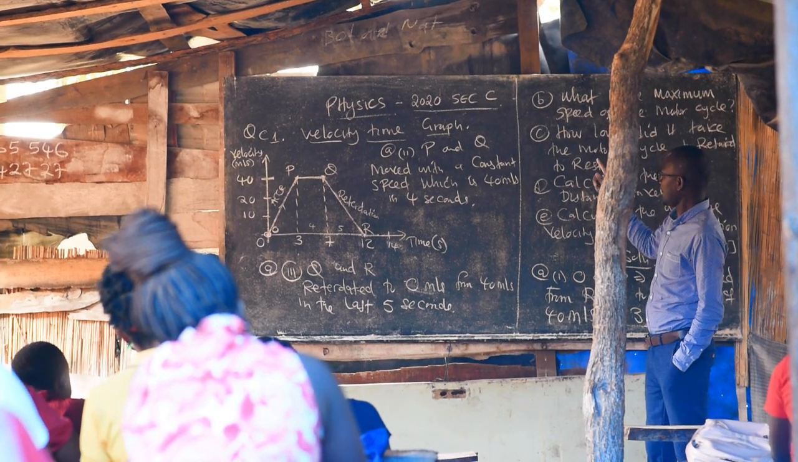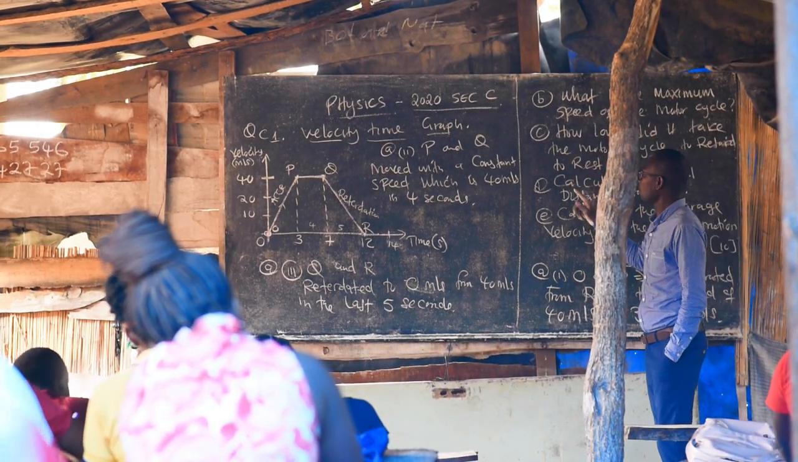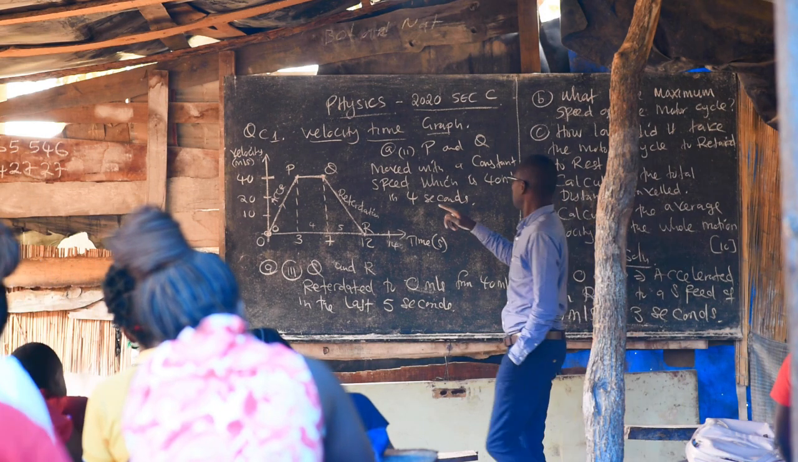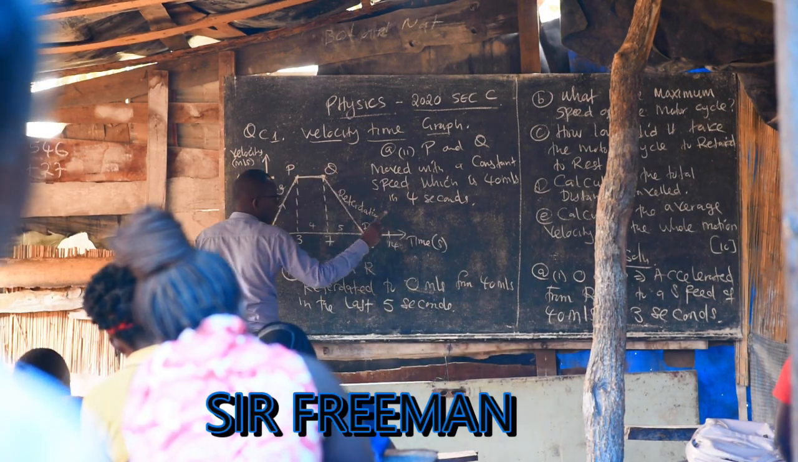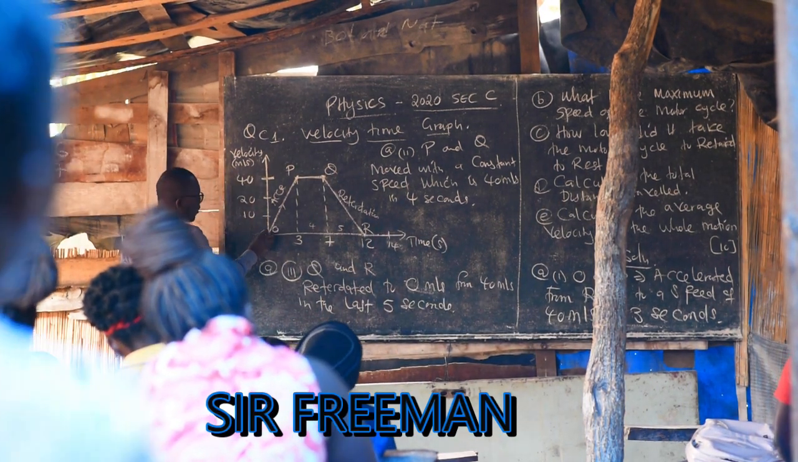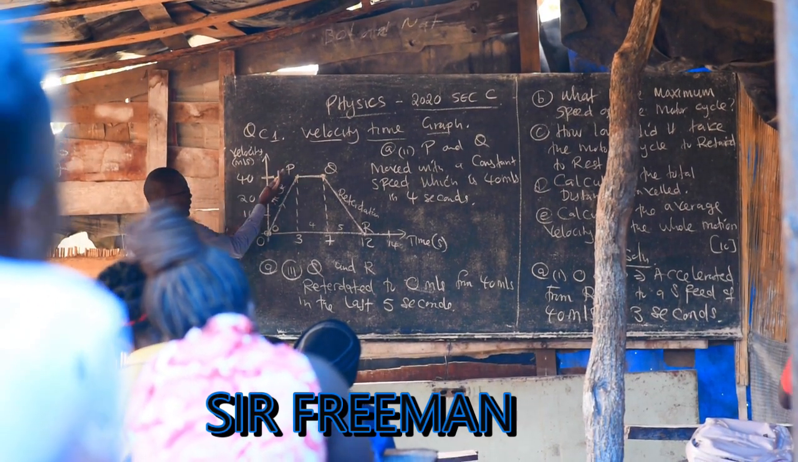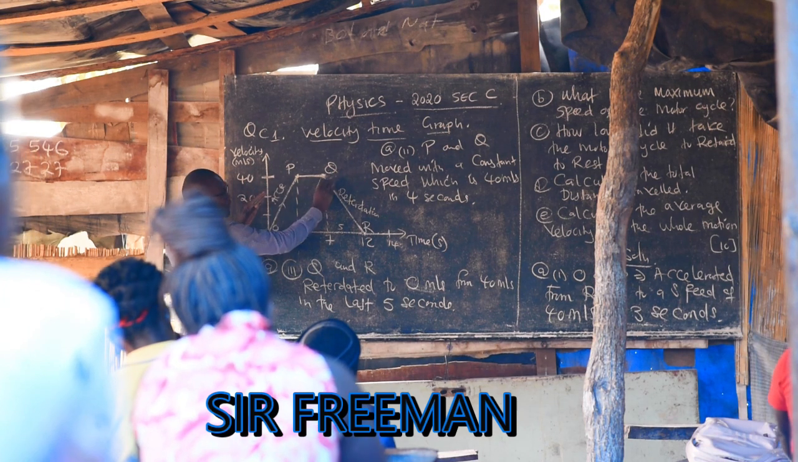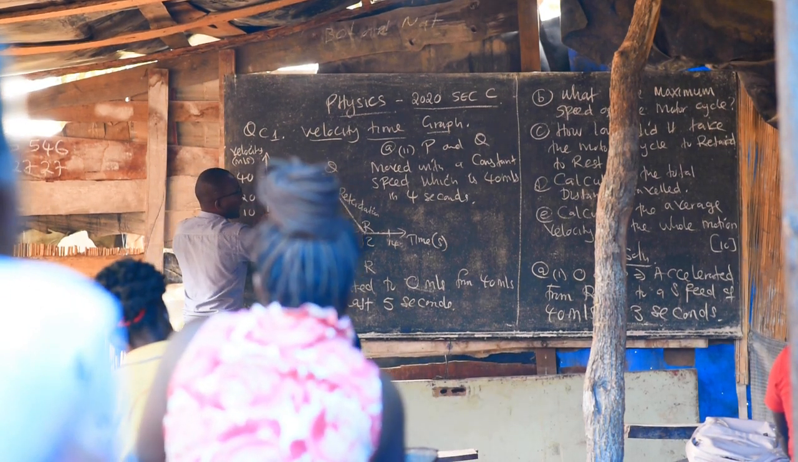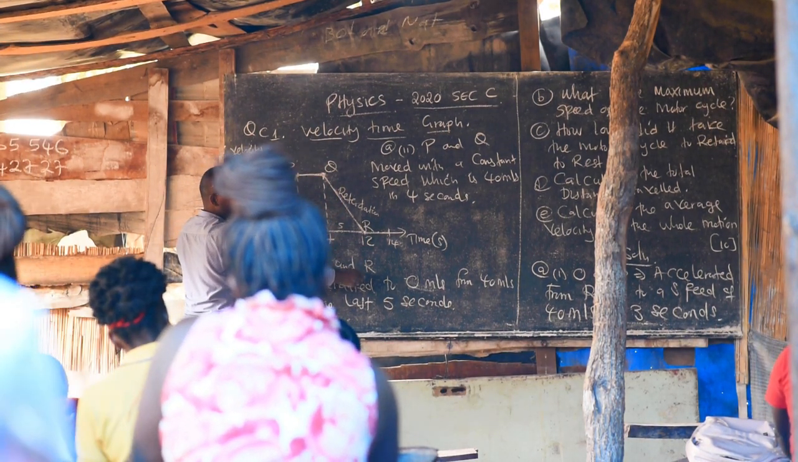Okay, so that's our A. For P and Q, how do we describe? The first one was O and P. OP, we are saying it's accelerating. PQ, moving with constant speed. QR, retardating to rest.